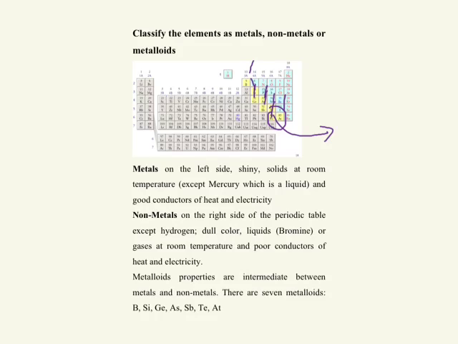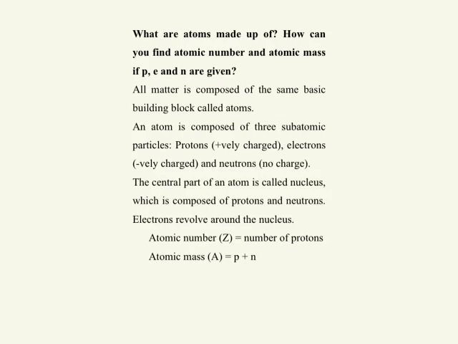Now, metalloid properties are in between metals and non-metals. For example, metals are good conductors of electricity, non-metals are poor conductors of electricity, and metalloids are semiconductors. So their properties are intermediate between metals and non-metals. Now, what are atoms made up of?